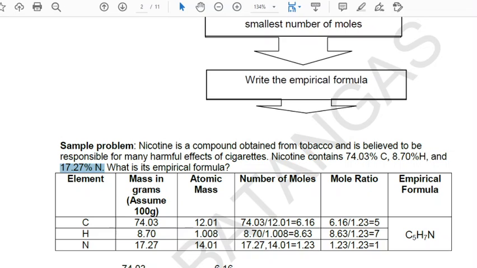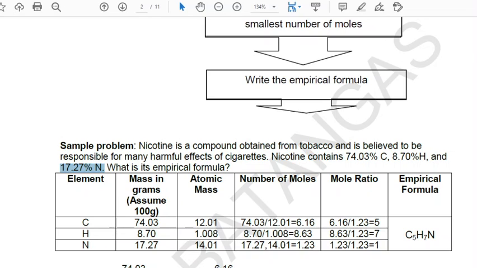After dividing all of the answers in the number of moles by the lowest number, then you'll get the mole ratio. So that's C5H7N. That is the empirical formula of nicotine.